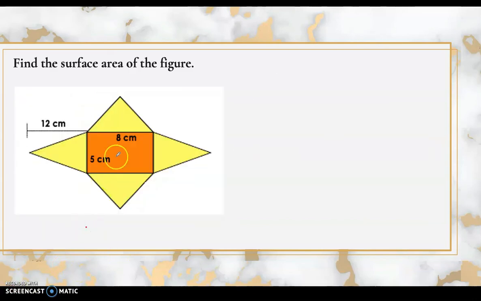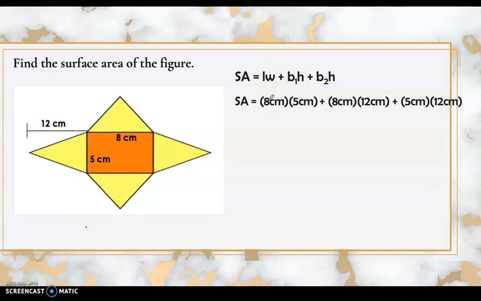Next, this one is a rectangular pyramid. So if it is a rectangular pyramid, the surface area formula is length times width plus base 1 times height plus base 2 times height. So let's find this first. Length times width, which is 8 times 5. Then the base 1 is 8 times 12, since the height of the triangle is 12. All of the heights of these triangles are equal, which is 12 centimeters. It only varies on the base. So this one, base 1 is 8 centimeters times the 12. And for these triangles here, the base is 5 centimeters.